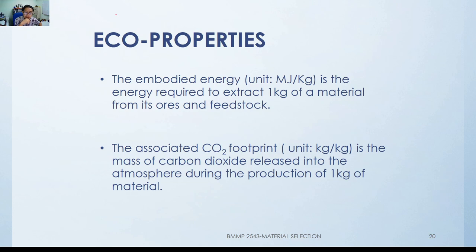And finally, for eco properties, the attribute that we consider is the embodied energy, in megajoules per kilogram, which is the energy required to extract 1 kilogram of a material from its ores and feedstock. We also consider a material's carbon footprint, in units of kilogram per kilogram, which is the amount of carbon released in the production of 1 kilogram of the material. With the current awareness of climate change and the environment, more and more people are considering how much carbon footprint and how much energy is used in production.